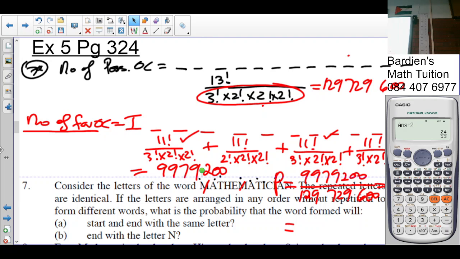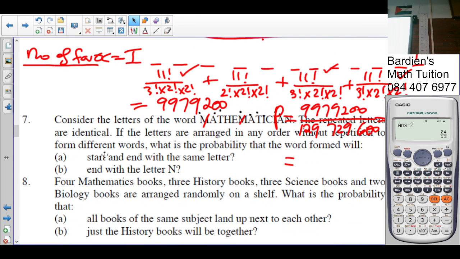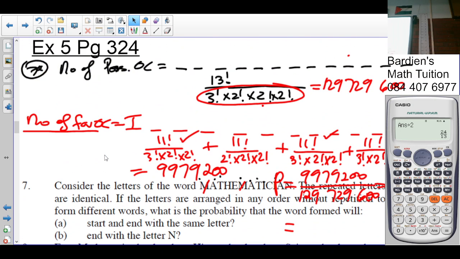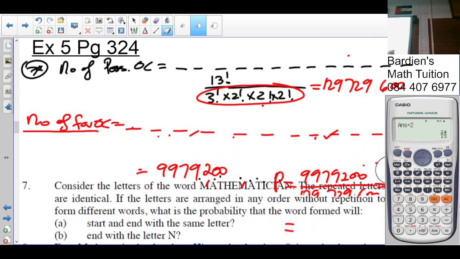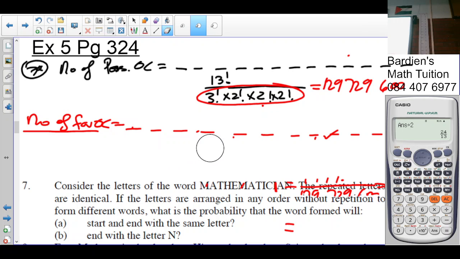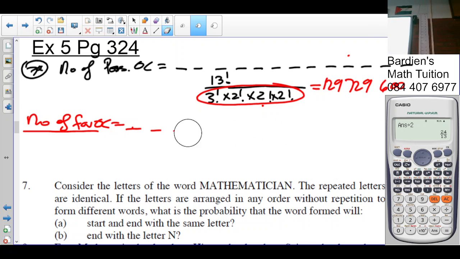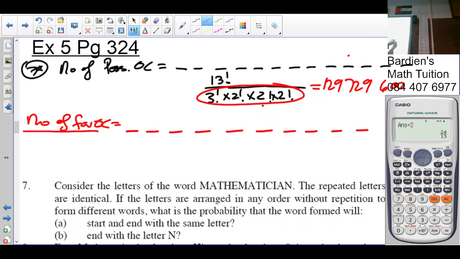Okay, let's look at the last one quickly. Number 7, B, ends with the letter N. If it ends with the letter N, so it's 1, 2, 3, 4, 5, 6, 7, 8, 9, 10. How many N's are there? 1 N.